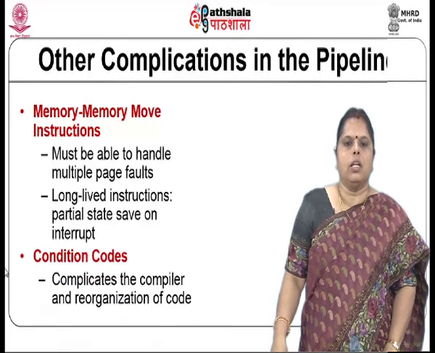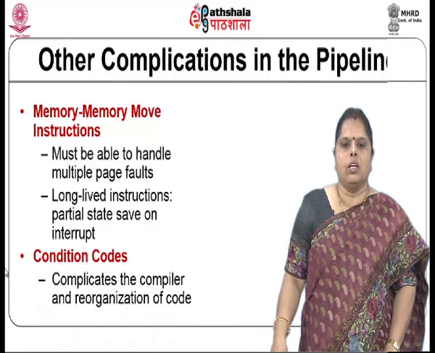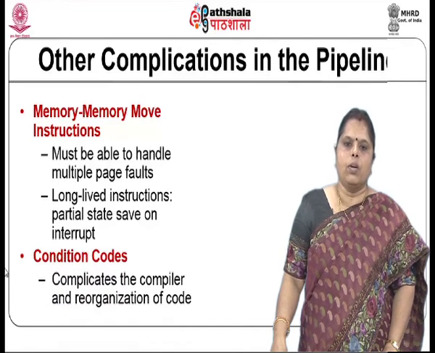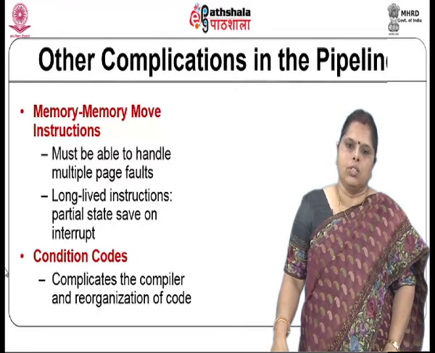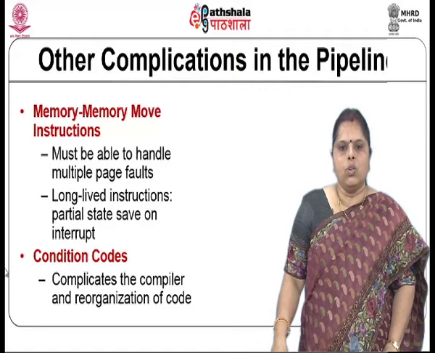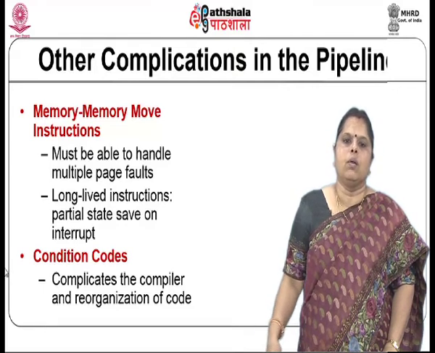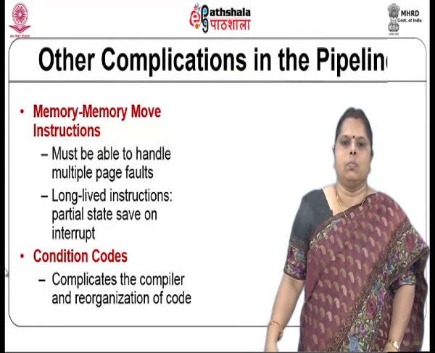Another complication that might occur in the pipeline is because of condition codes. Normally, we come across many processors where certain instructions, arithmetic and logical instructions, when they get executed, the result of these operations is indicated in condition codes. And based on these condition codes, you have a number of conditional branch instructions, jump instructions.